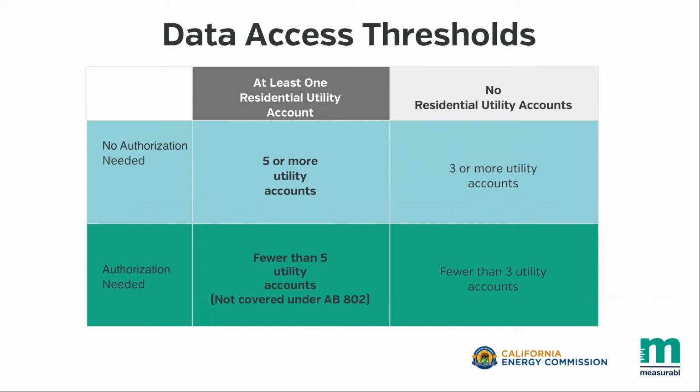Still in that column, the row below that, if there are fewer than 3 utility accounts serving the building, customer permission is required before utilities will provide data. And in the regulations, we specify the process for demonstrating customer permission. I don't want to go into it right now, but if there are questions about it, I can take those later.